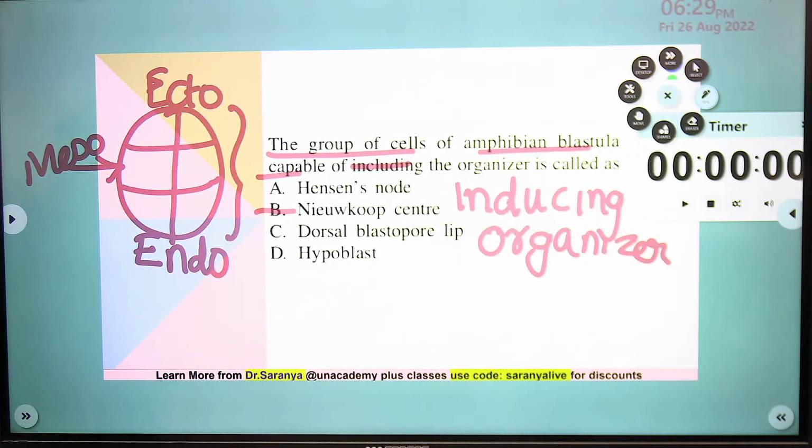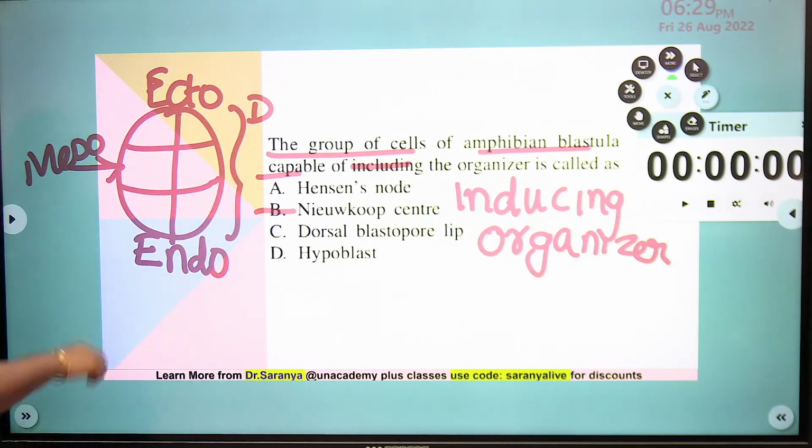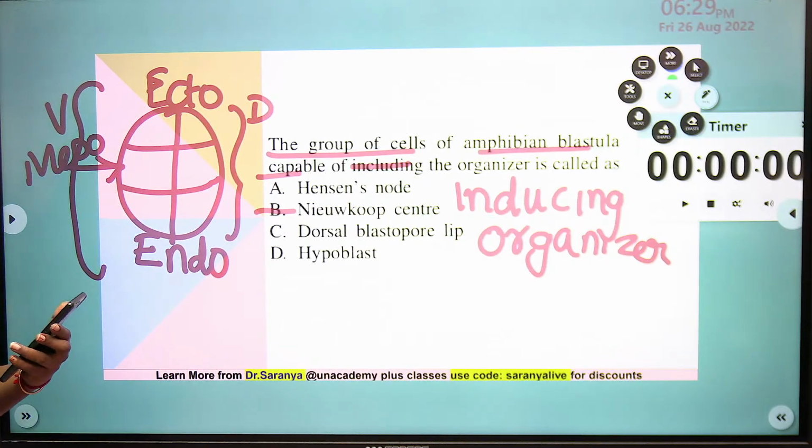Yes, very good, Tasneem. Yes, Selva. Yes, Rumi. This side you call the dorsal. This side you call the ventral. Got it? Yes, everyone? Is it clear? So this side you call the dorsal, and that side you call the ventral. Fantastic. So now, where is going to be your Nieuwkoop center?